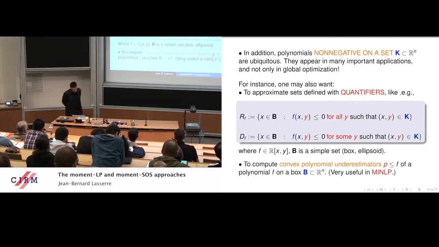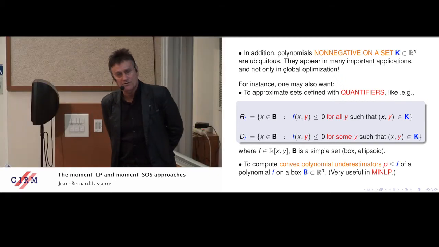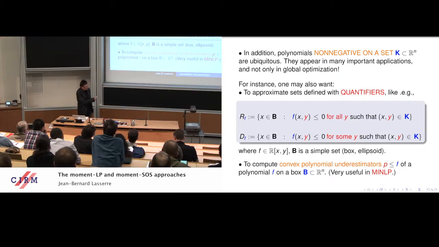Also, you would like to compute a convex polynomial underestimator of a polynomial f. So f is a non-convex polynomial on a box B, and you would like to provide a convex polynomial underestimator relatively efficiently, which is very useful for solving large-scale mixed integer nonlinear programming problems.